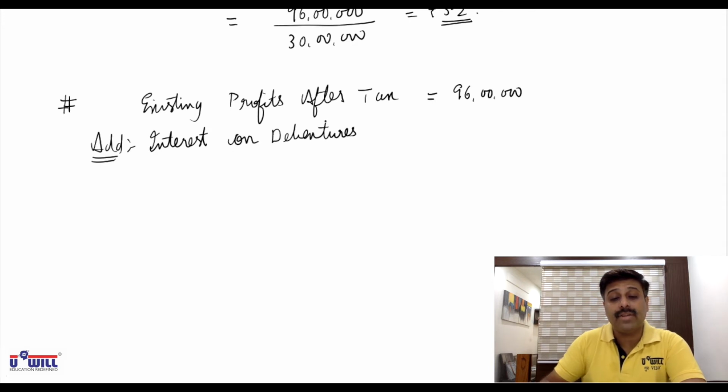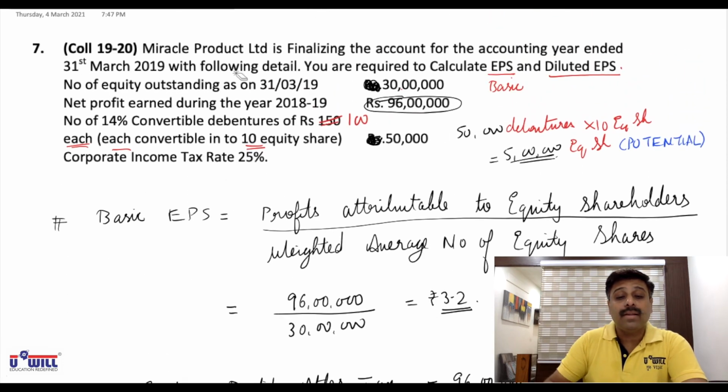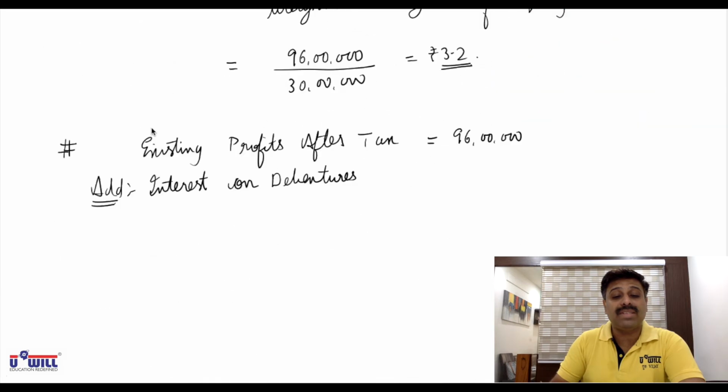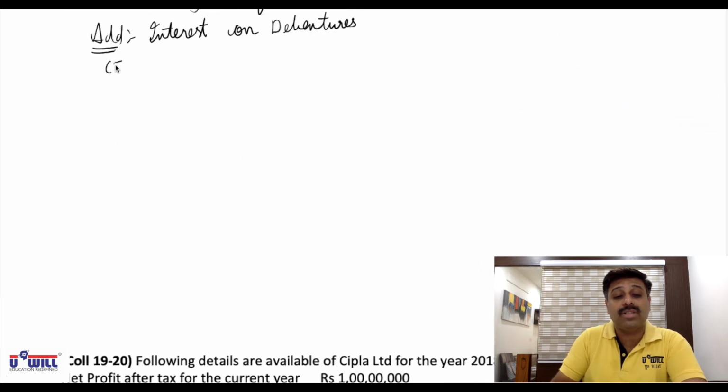In that we will add interest on debentures. Now do one thing, keep this face value 150 only. We made that correction considering that 50,000 would be the amount, so 150 face value was not possible. Make it 150 only. So 50,000 debentures, 150 face value, and 14% interest means what would be the interest on debentures? 50,000 debentures into 150 rupees face value.